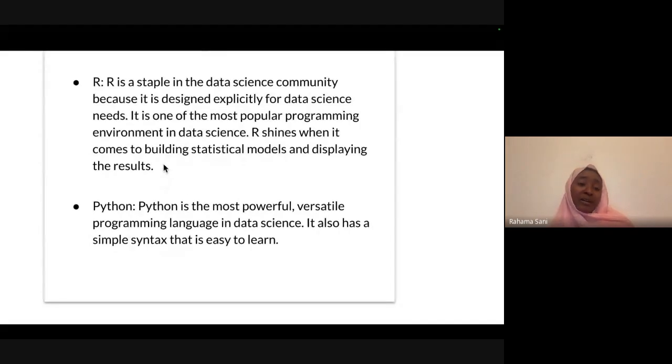While R was specifically built for data science, Python is more powerful than R, because not only data scientists use Python. Other people in tech, people in software engineering, web design, they also use Python. It's very versatile, and it also has a really simple syntax that is easy to learn. Compared to many other programming languages, Python is very easy to learn.